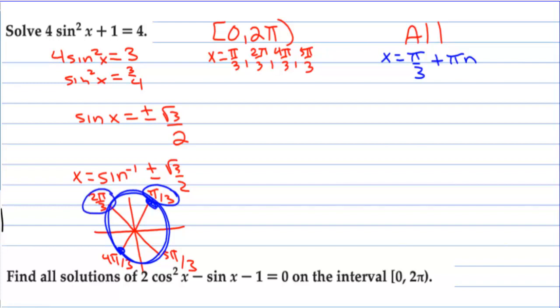But how about the other 2? Start at 2 pi over 3, and then you get the other 2, as long as n is an integer. As long as n's an integer, then we're fine.